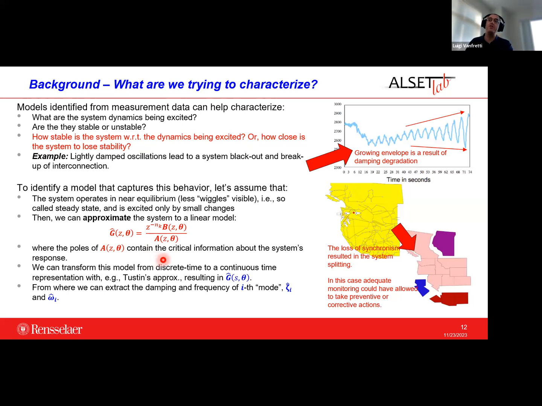So that's an additional step you have to take, so that you can extract the eigenvalues. From the eigenvalues, as we discussed previously, you can get the damping and the frequency for all of the modes that you could observe in that set.